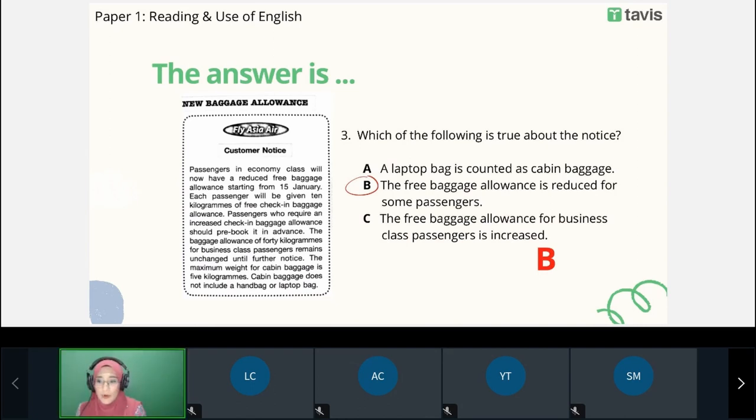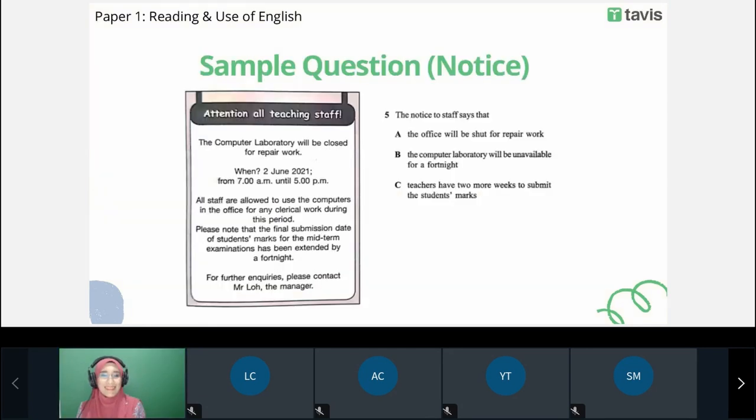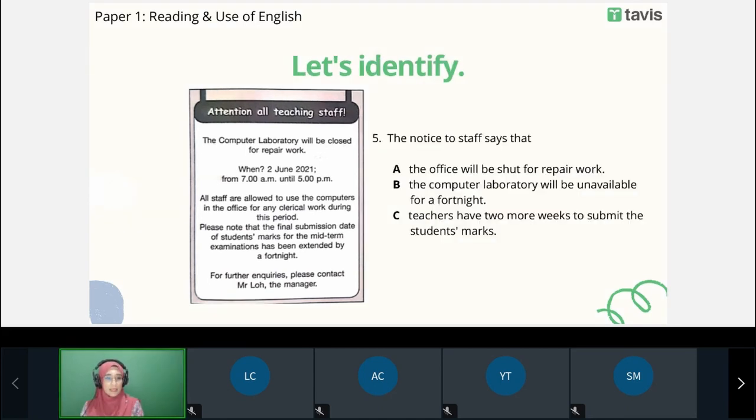Now, who's up for one more? I hope you're up for one more. Okay, we'll look at the next one. This is another notice. We'll try and look at it very quickly. Let's identify together.